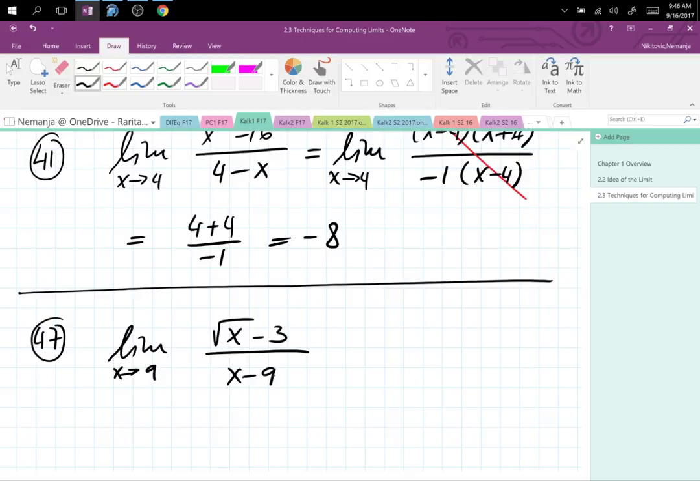And the answer is 1 divided by 6. 1/6. Anyone else? Got the same thing. Nice.